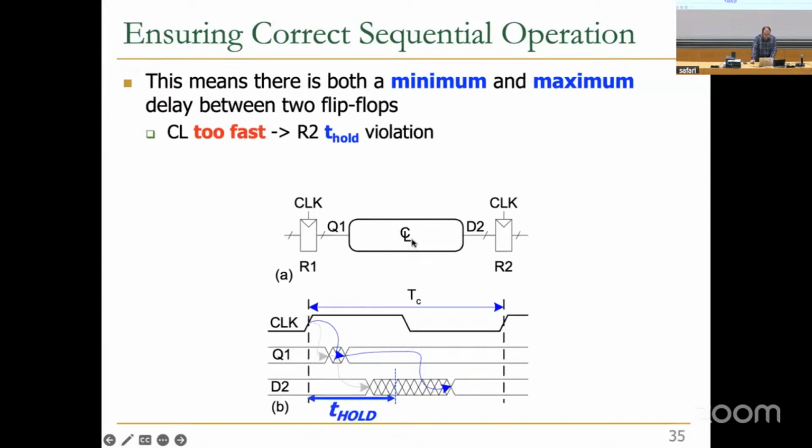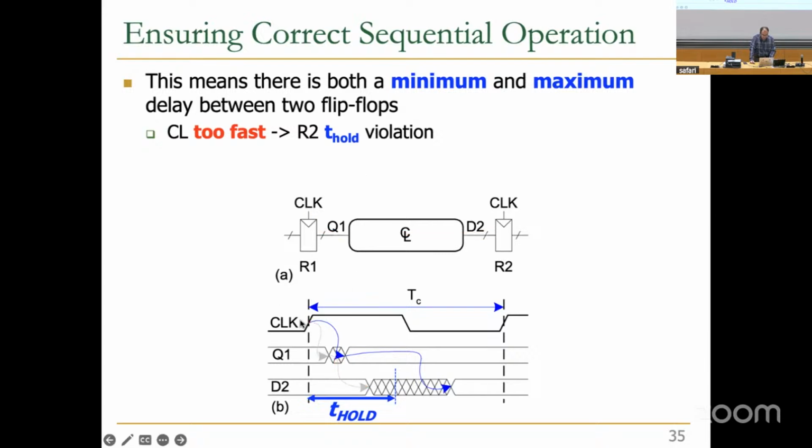If this combinational logic is too fast, so when we have the rising edge of the clock, this register can basically start changing, right? And then Q1 is going to also start changing, meaning that then we have this combinational circuit, and in the end, D2 will also start changing. So if this combinational circuit is too fast, then it might also be the case that for R2, we have this T-hold violation.